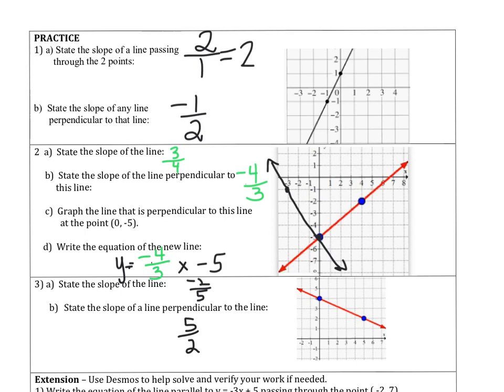All right, for the last one, the line is going downhill, so make sure you have a negative for your slope. When I count the slope, I'm going up 2 and to the left 1, 2, 3, 4, 5. All right, so that is -2/5. For the perpendicular line, you're going to flip it and change it to the opposite sign.